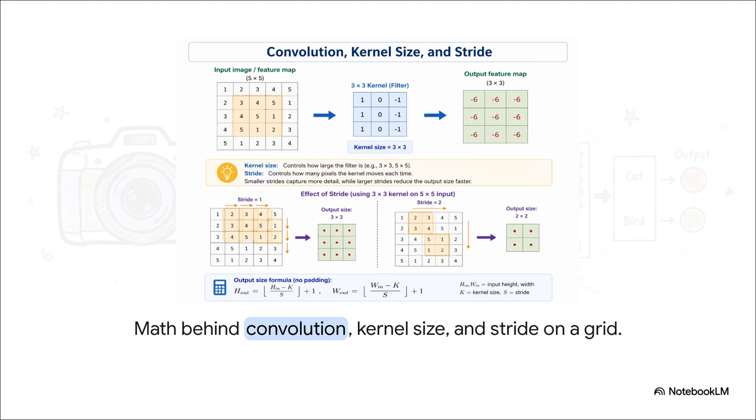Now, let's look at the effect of the stride. When our 3x3 kernel moves with a stride of 1, meaning it shifts just 1 pixel at a time, it captures a ton of detail and results in a 3x3 output map. But if we change the stride to 2, the kernel jumps 2 pixels at a time. This aggressively shrinks the output size all the way down to a 2x2 grid. So, smaller strides capture way more detail, while larger strides reduce the output size much faster.